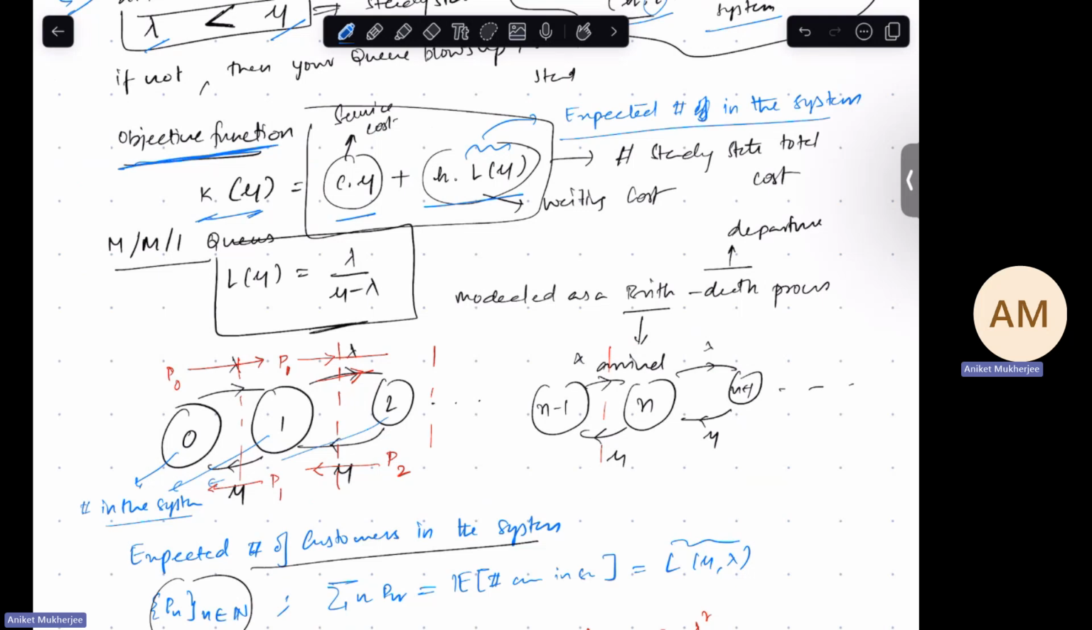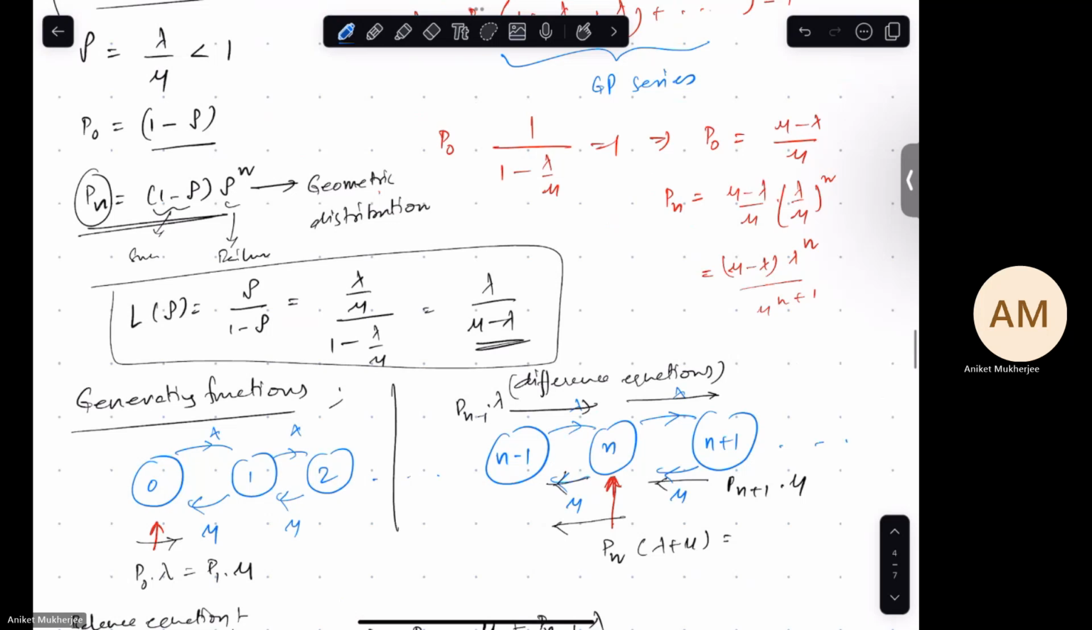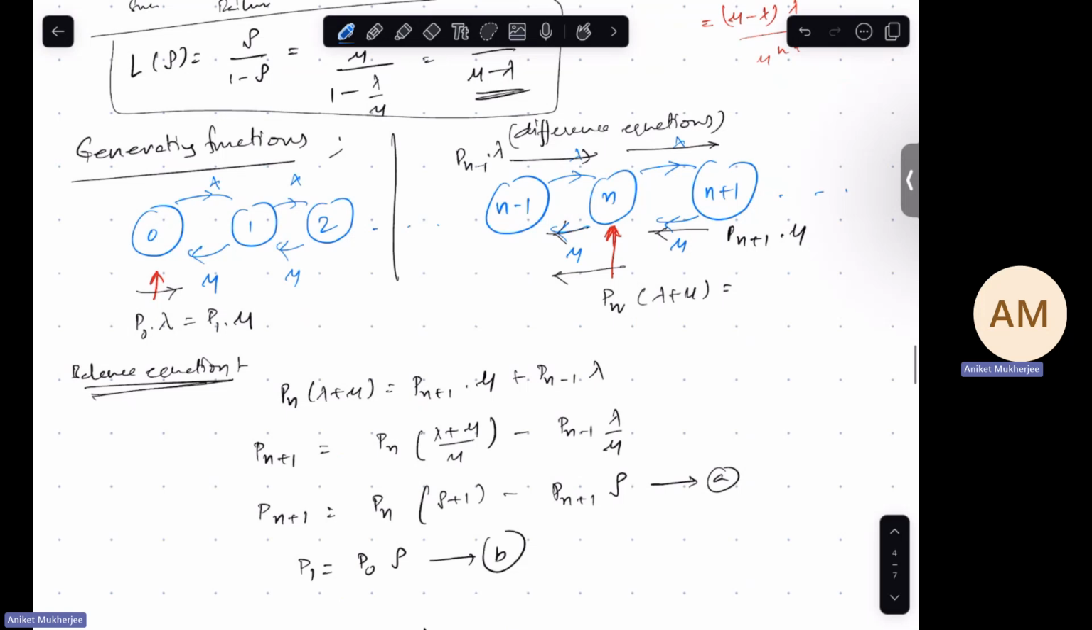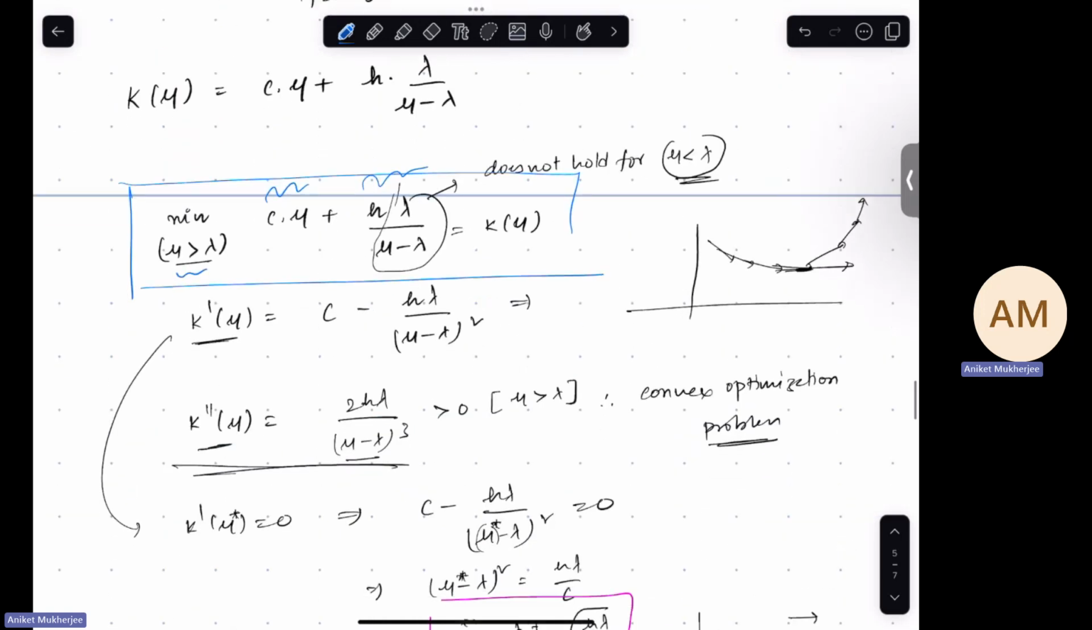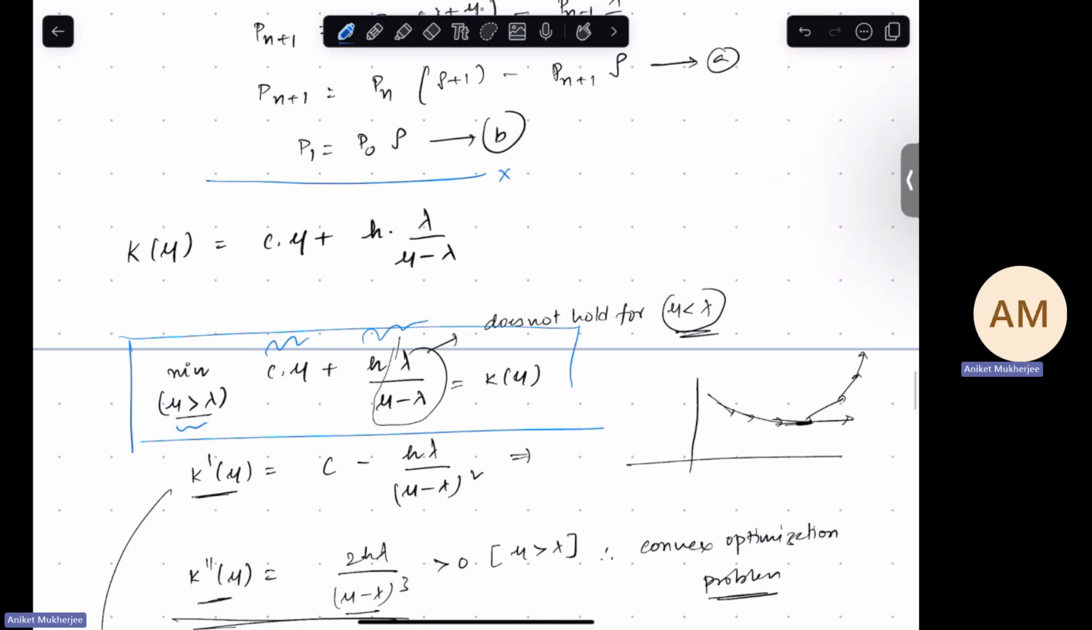Now we use the MM1 queue property since we have made the assumption that the queue is MM1. For the MM1 queue, L mu is equal to lambda over mu minus lambda. We did the whole derivation for why the expected number of people in the queue is lambda by mu minus lambda. We gave three methods, I think, to come up with the same. And then we got back to the problem here. So now this is your objective function.